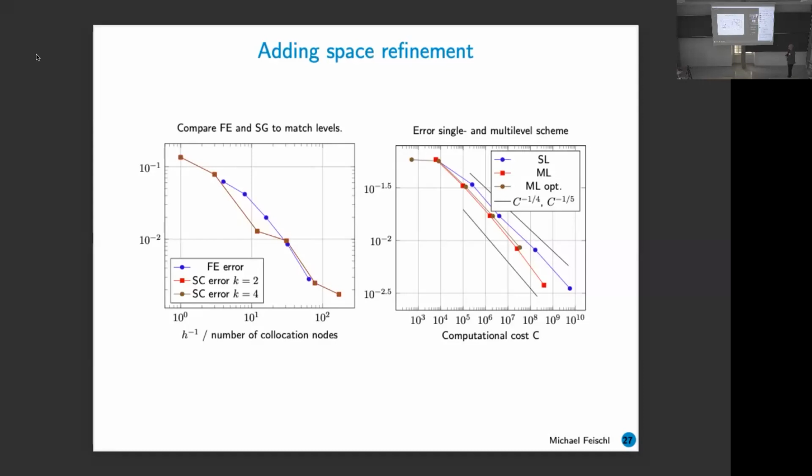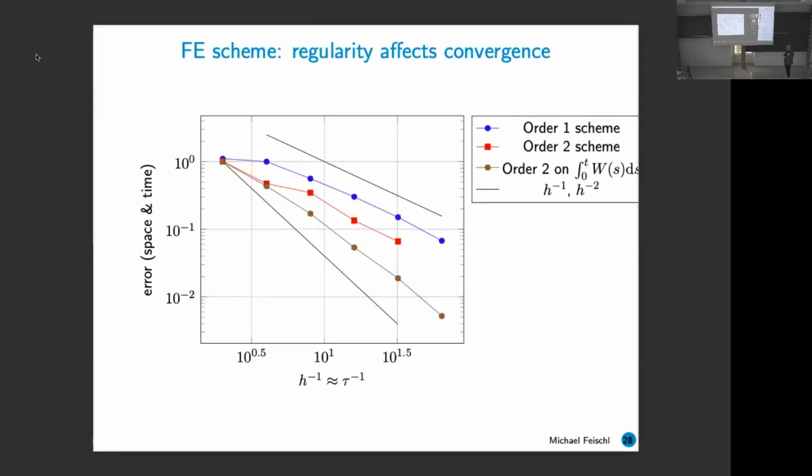And finally, what I want to show, I told you we have higher order methods. And you might ask, what's the point of a higher order method if I have a Brownian motion? Because you don't have the regularity. And that's what you see here, right? Red is the higher order scheme on the original problem, and we just have order one with a better constant.